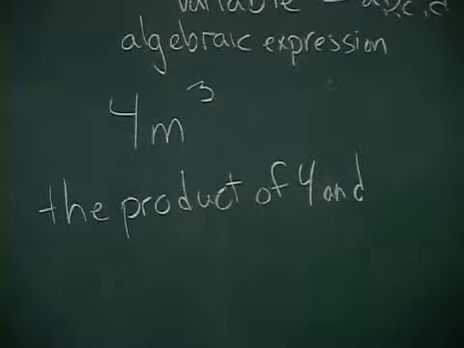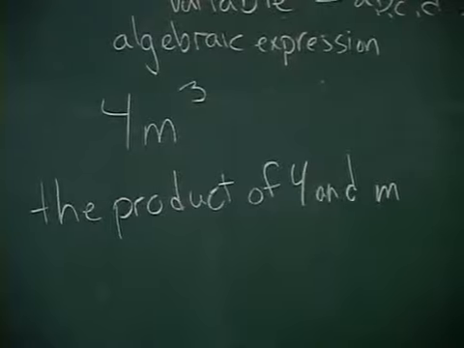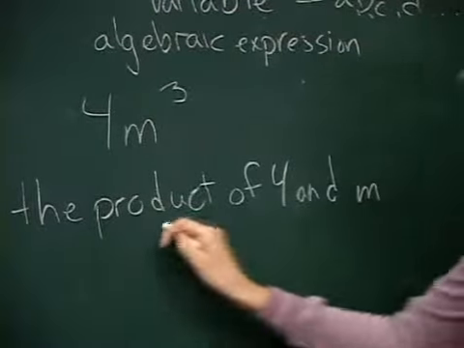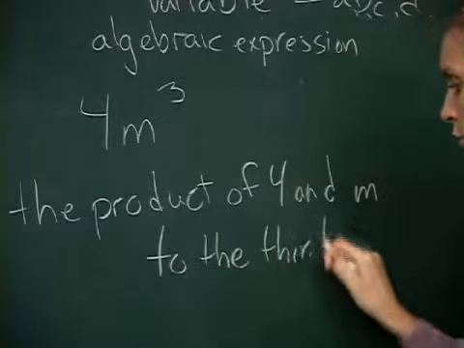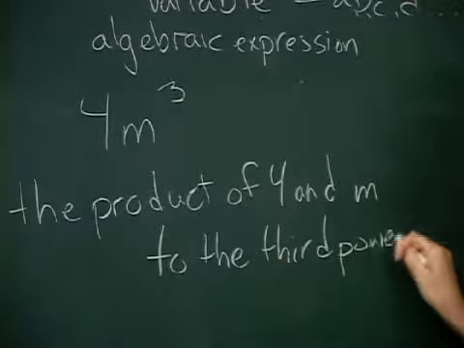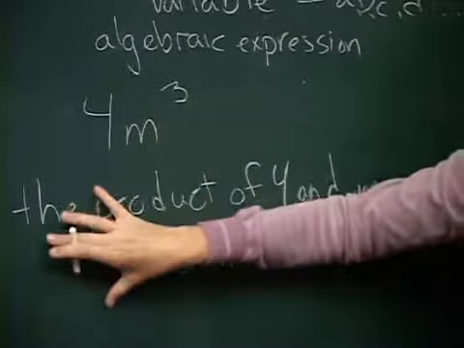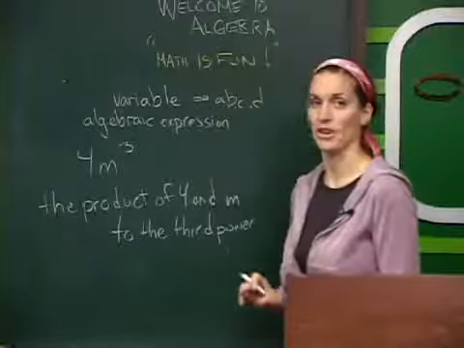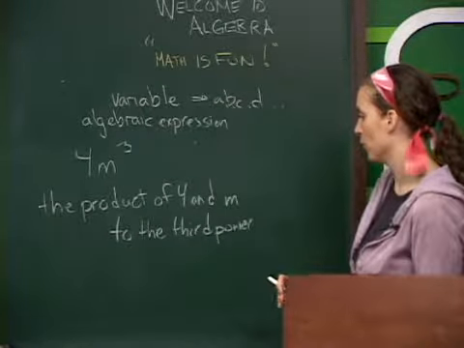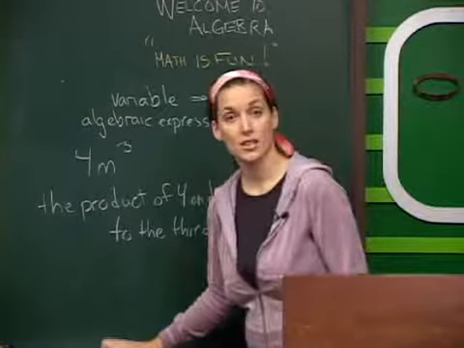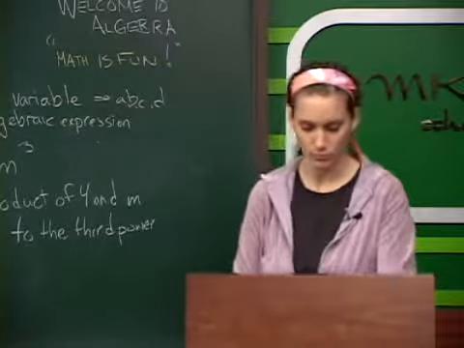and what? Very good. And m, which is our variable, we don't know what m is, but m is to the third power. To the third power. Has an exponent of 3. So that's the other way to say the same thing. This is the verbal expression and this is the algebraic expression. The product of 4 and m to the third power. That's an important skill, especially when we're working out our problems.